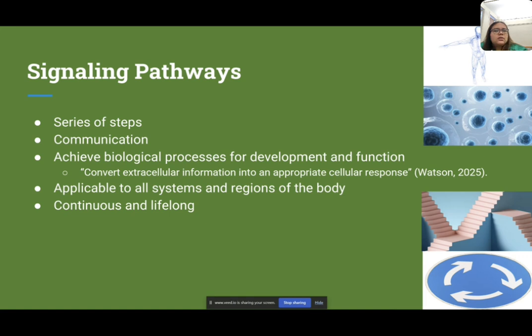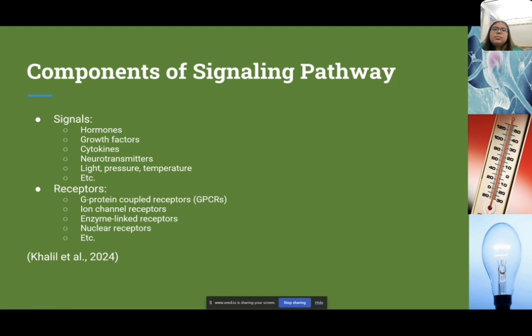Now, the molecular aspect of it would be signaling pathways. So, signaling pathways are a series of steps, particularly just trying to communicate signals initiated by the signal itself and achieve biological processes for development and function, or more specifically known as convert extracellular information into an appropriate cellular response, as per Watson. And it's applicable to all systems and regions of the body. It's continuous and lifelong. However, it's not constant, depending on the stage that the pathway is in right now.